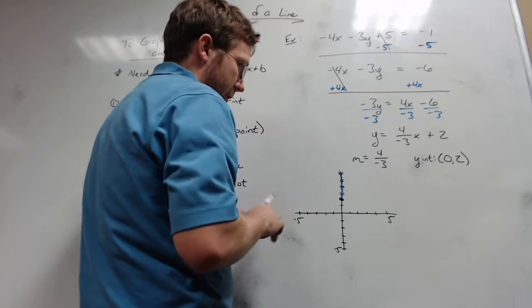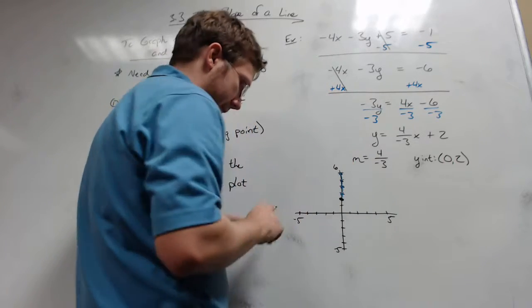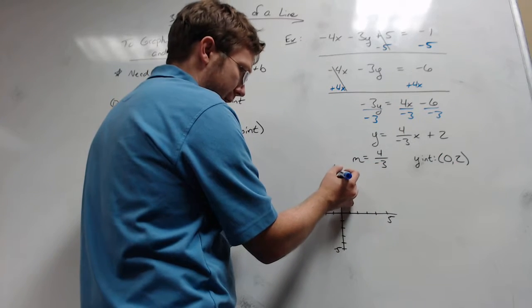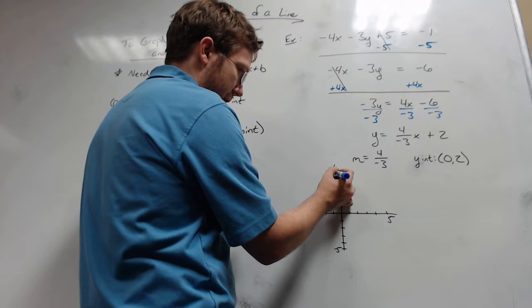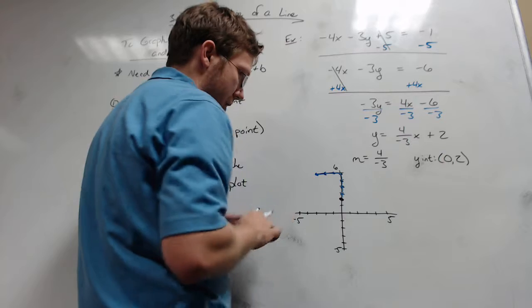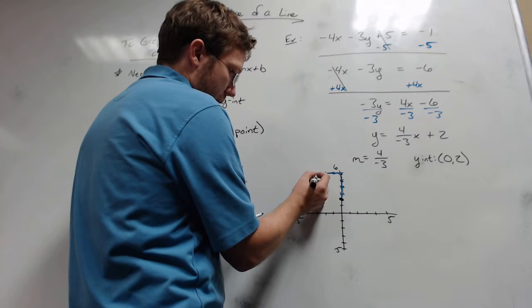And let me move it out of the way though. All right, it needs to be out of the way because my run is now negative 3. Since it's negative, that would mean I need to travel in the negative direction. So to the left, 1, 2, and 3. Here is another point on my line.